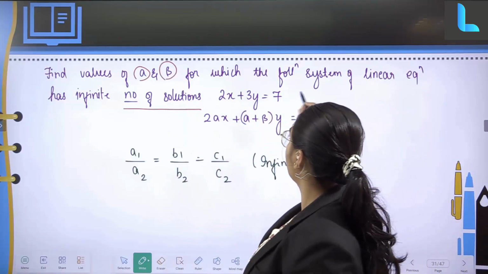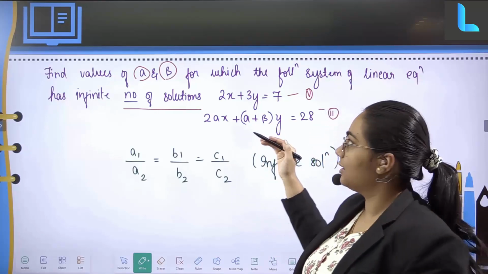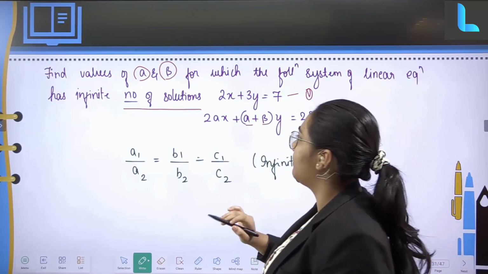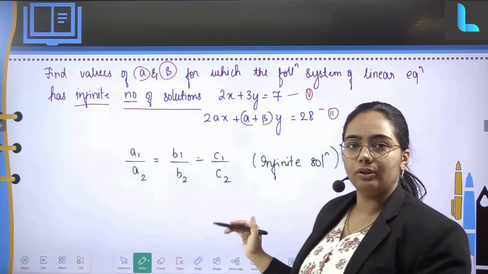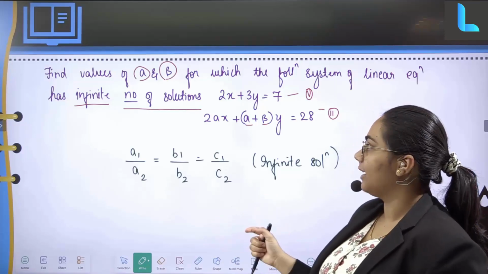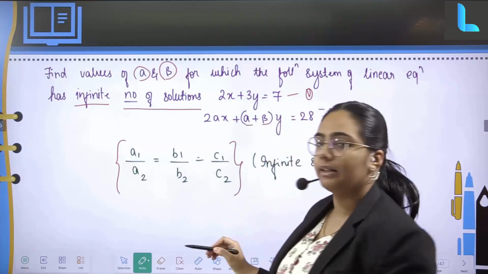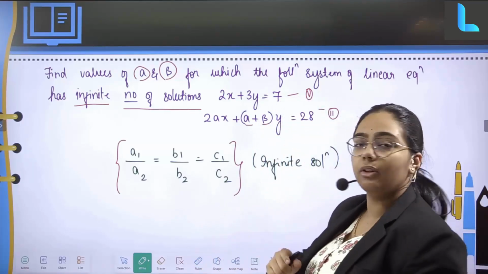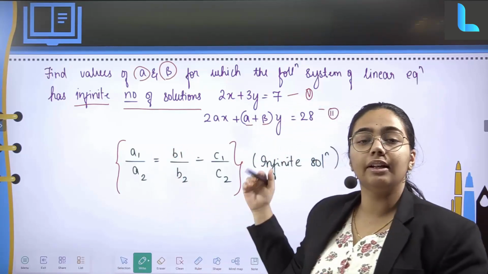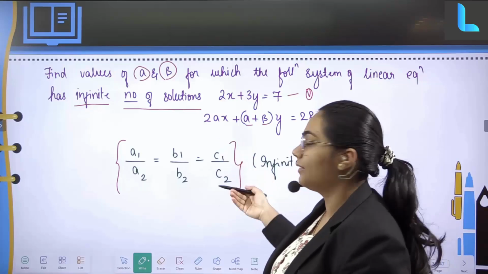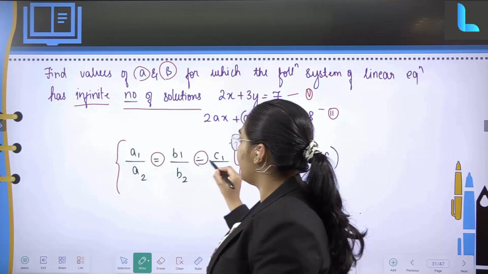They have given 2 equations, equation number 1 and equation number 2. Using these you have to find out the values of a and b. The only given hint is that it has an infinite number of solutions. If they have given an infinite number of solutions, we know how to write it in ratio format. That is, arithmetically comparing with ratios, we can write a1 upon a2 is equal to b1 upon b2 is equal to c1 upon c2. That is, all are going to be equal.